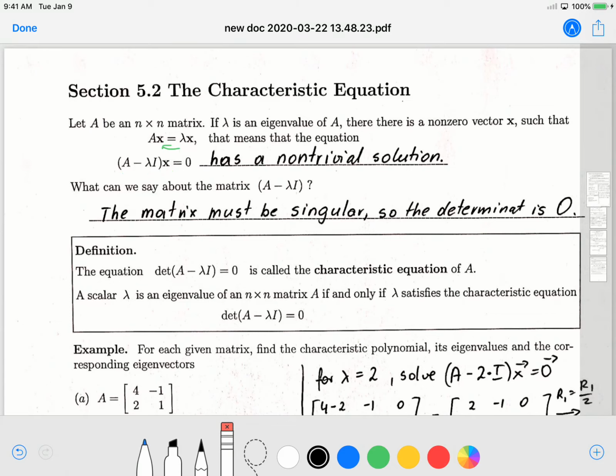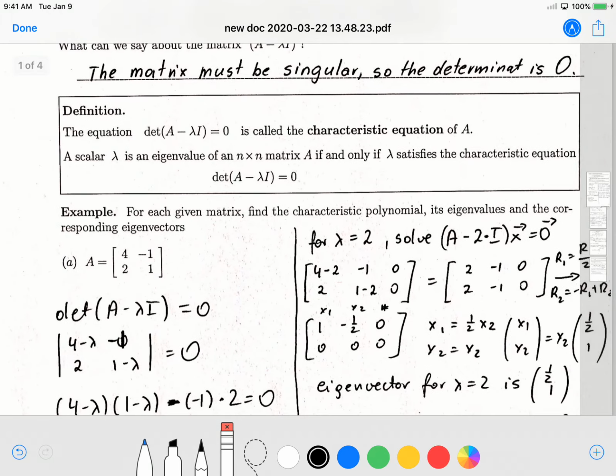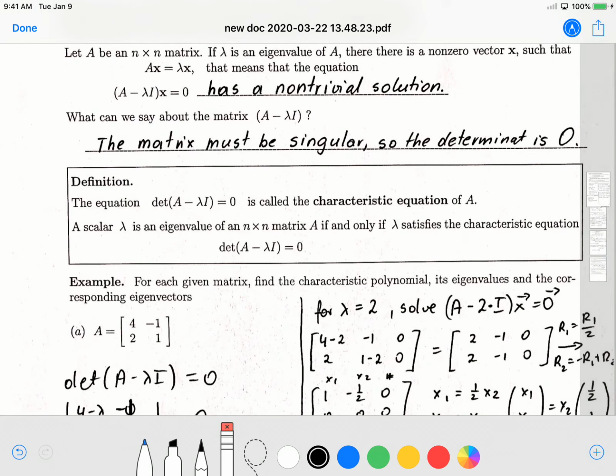So if we are okay with that, then we have the definition. The equation determinant of this matrix is equal to 0 is called the characteristic equation of A. A scalar lambda is an eigenvalue of an n by n matrix A if and only if lambda satisfies the characteristic equation. So let's see the example.